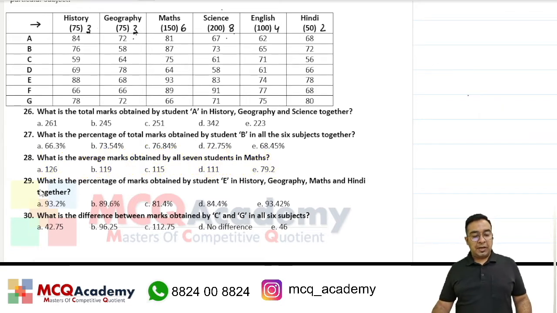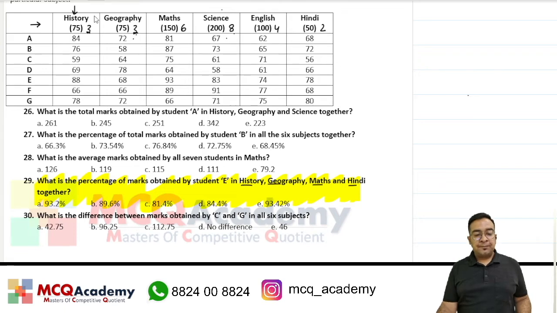Question number 29. What is the percentage of marks obtained by student E in history, geography, maths and Hindi together? Now the methodology of solving this question is similar to question number 26. यहाँ पे हम weighted average calculate करेंगे for the subjects of history, geography, maths and Hindi for student E.